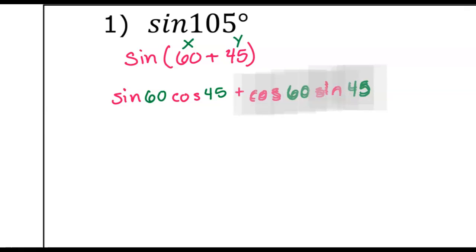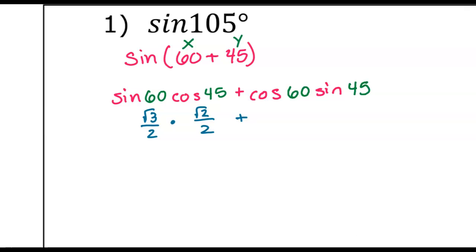because all of these angles are on the unit circle, we can actually know the sine of 60 without using a calculator. What is the sine of 60? Looking at our unit circle, or even just remembering what the sine of 60 is. Yes, square root of 3 over 2 times, what is the cosine of 45? Root 2 over 2. Plus, what's the cosine of 60? 1/2 times the sine of 45. Good. So now it's just simplifying. It's just algebra.